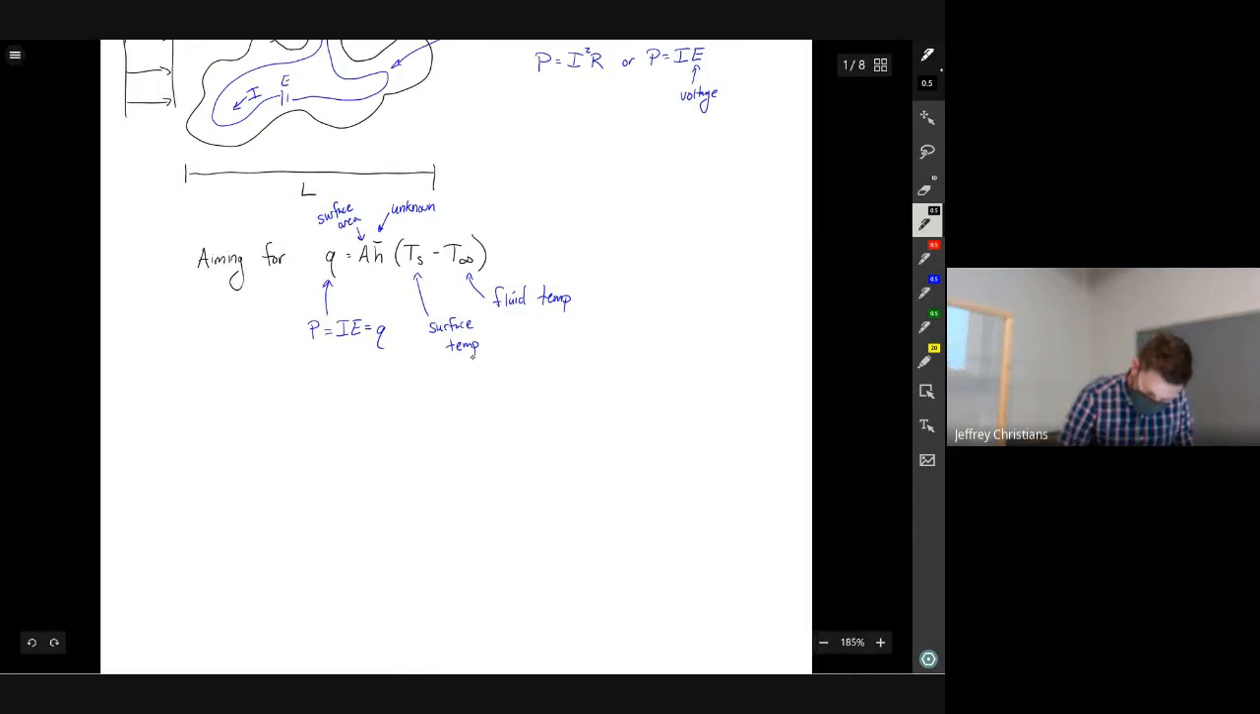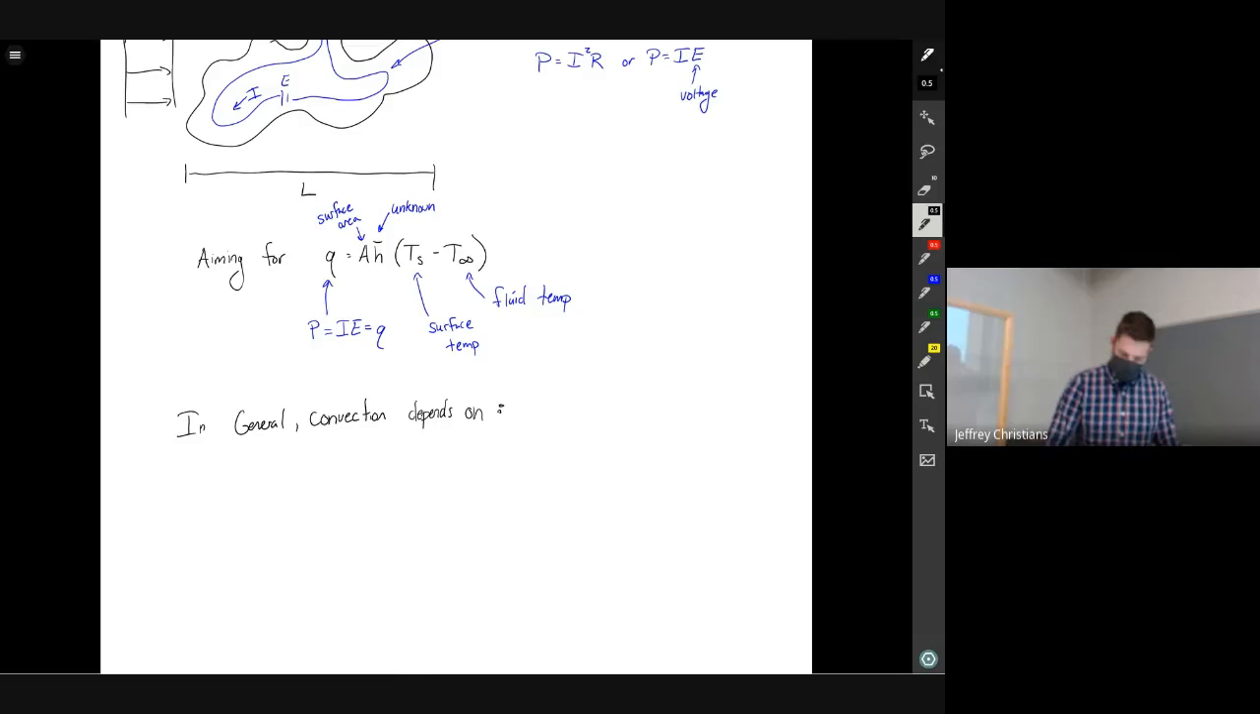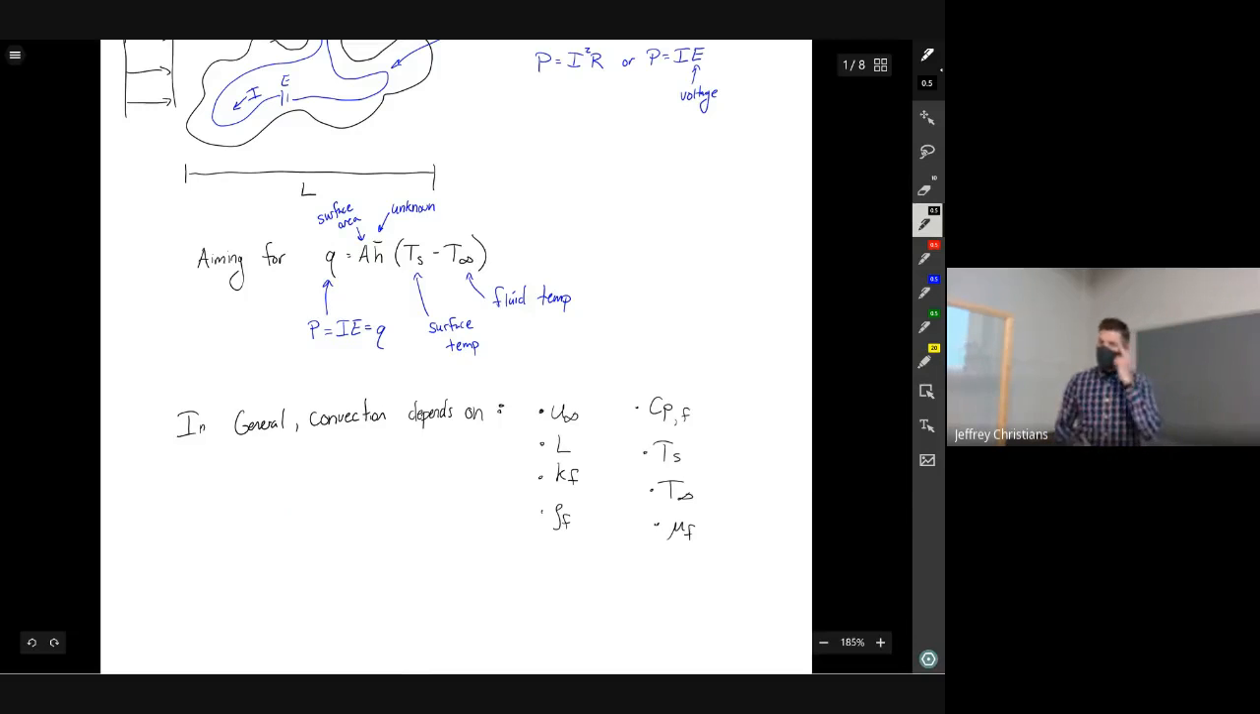In general, convection depends on a lot of things. It would depend on the velocity, the size, the thermal conductivity of the fluid, the density of the fluid, the heat capacity of the fluid, the temperature of the surface, the temperature of the fluid, the viscosity of the fluid, and system geometry.